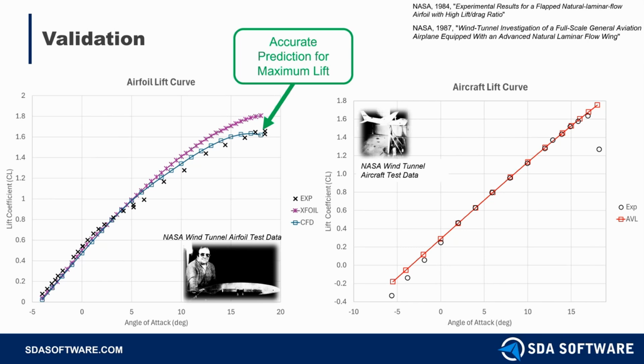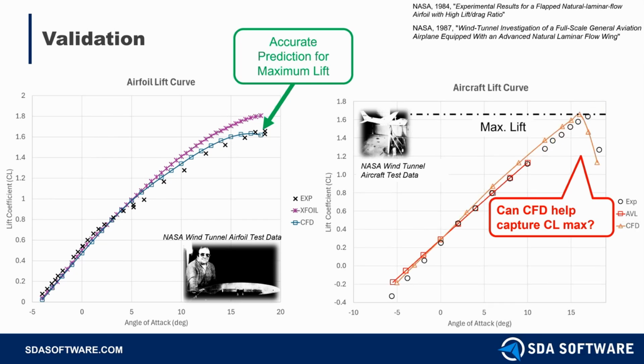So can CFD really help with capturing this peak or this stall in the experimental data? Actually, CFD could, and here we can see that the maximum lift is really close to experimental data, and also it provides a conservative prediction on the stall. This is roughly 1 degree of angle of attack ahead of the experimental stall. However, all of this is only possible with validated CFD practices.